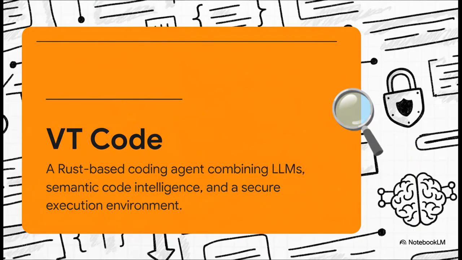So, what is VT Code really? Well, at its core, it's a super advanced tool for autonomous coding, and it's all built on this modular foundation in Rust. Now, this is important. We're not just talking about a simple wrapper that sends prompts to an AI. No way. This is a sophisticated system that juggles large language models, does deep code analysis, and executes tools securely, all from inside your terminal.